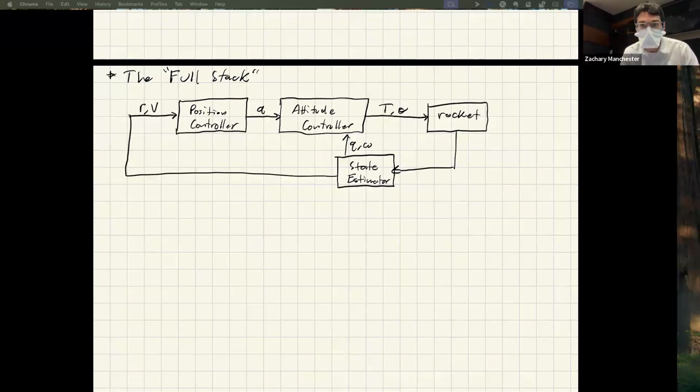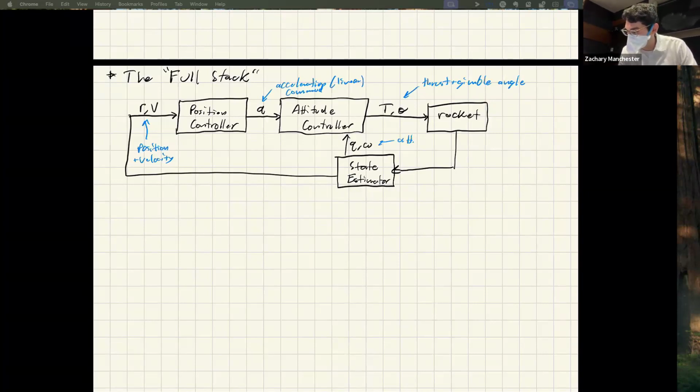So maybe I'll go label some of this stuff. So obviously this is position and velocity. This is the acceleration command, linear acceleration or translational acceleration. And then this is thrust and gimbal angle. And then this is attitude and angular rate.